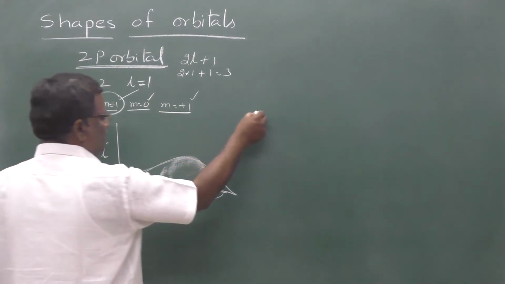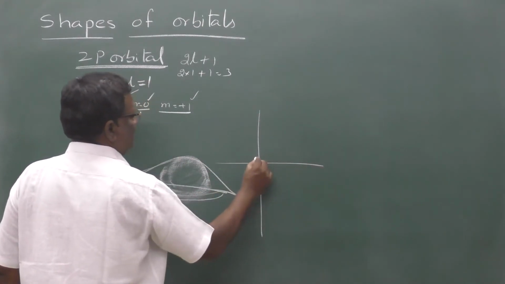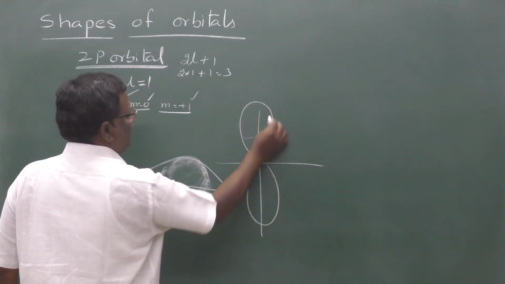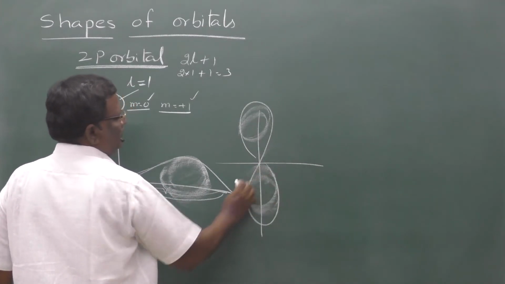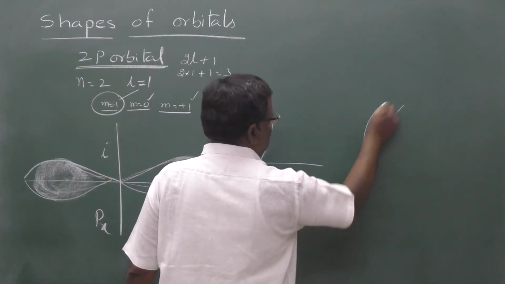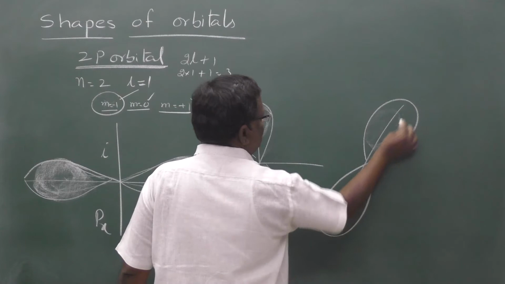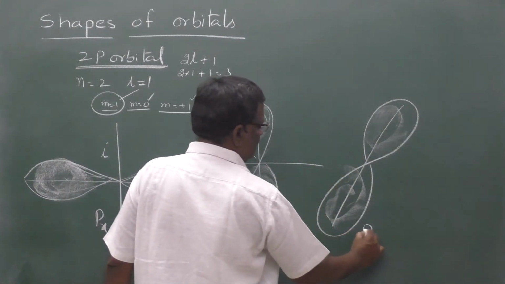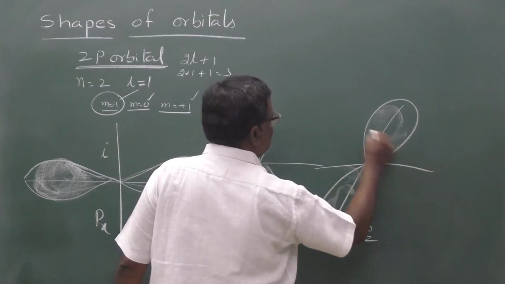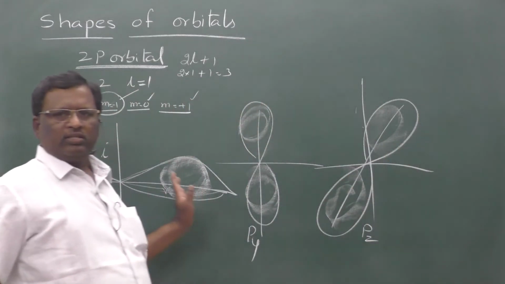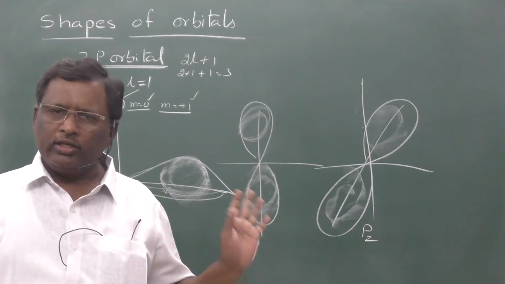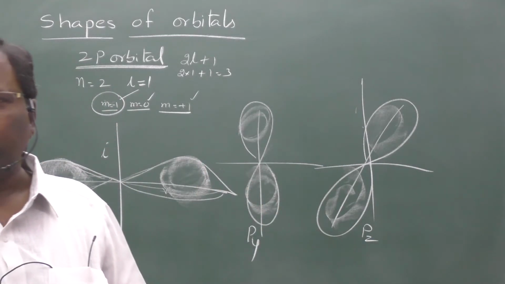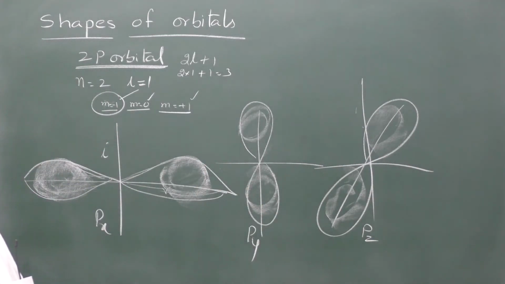If it is in y-axis, I call it py orbital. And in z-axis, if it is like this, it is said to be pz orbital. So this is the way I got the shapes of px orbital, py orbital and pz orbital.